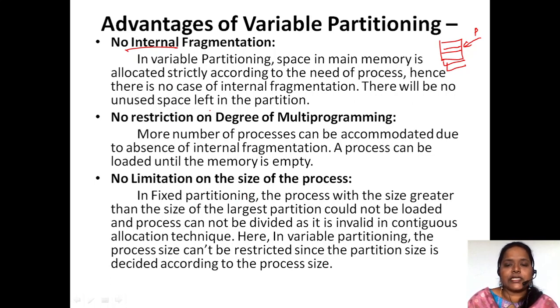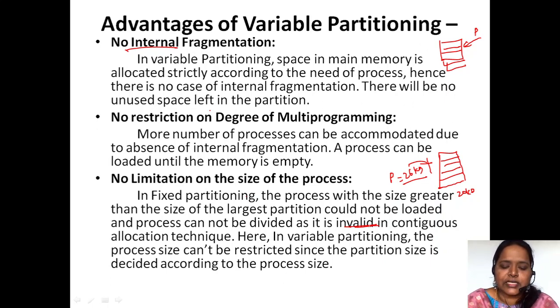In fixed partitioning, a process with size greater than the size of the largest partition could not be loaded, and a process cannot be divided. It is invalid in contiguous allocation. Why? Because here the memory size is 20 KB. If a process needs 26 KB, can we allocate? No. Here the memory itself is 20 KB. How can we give 26 KB? So it is an invalid partitioning. So these are the advantages of dynamic or variable partitioning.